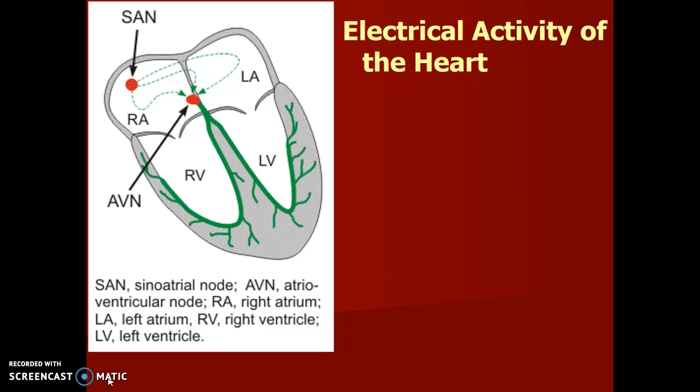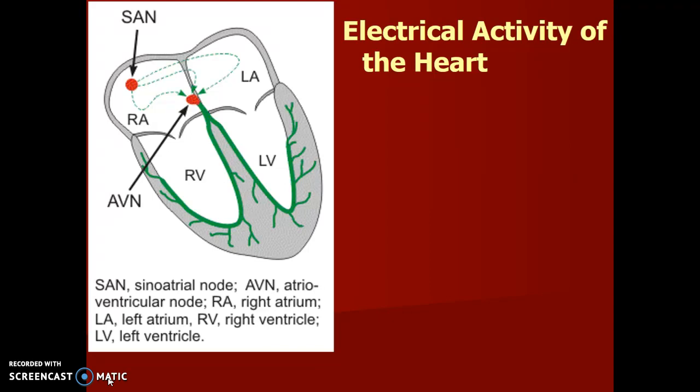Actually, the AV node is a second node, but it comes down through the interventricular septum, what's called Purkinje fibers, and there's a little resistor there which slows it down just enough that there's a delay between the atria beating and then the ventricle beating. So the ventricles fill up when they're relaxing. The atria then beat, and they squeeze a little bit extra blood into the ventricles. And as soon as that happens, then the ventricles beat.